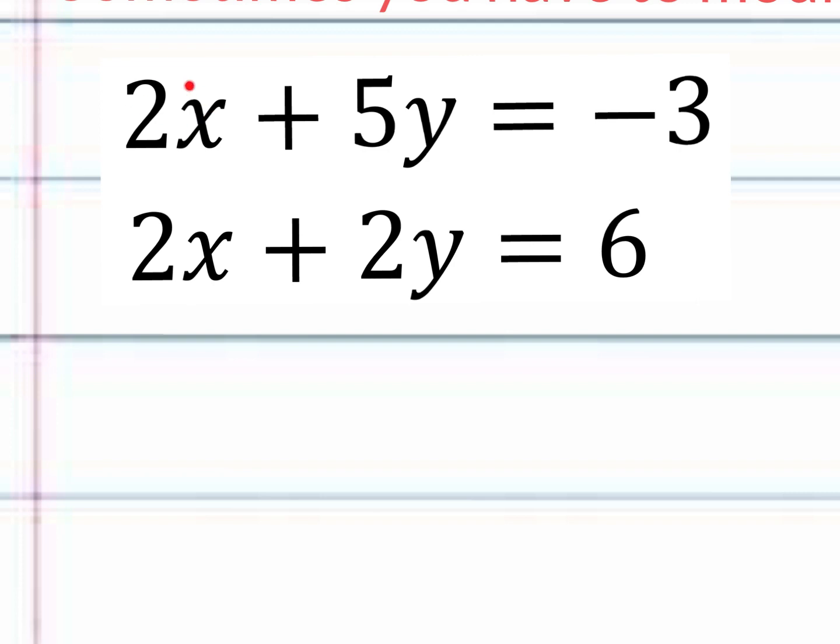Well, you have 2 right here. All you need down here for it to eliminate is what? A negative sign. That's it. So it's easy to change this 2x to a -2x. All we have to do is multiply the whole bottom equation by a -1, right?